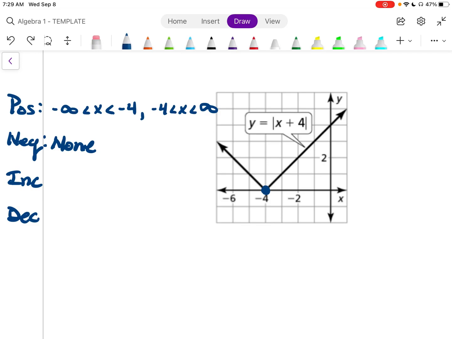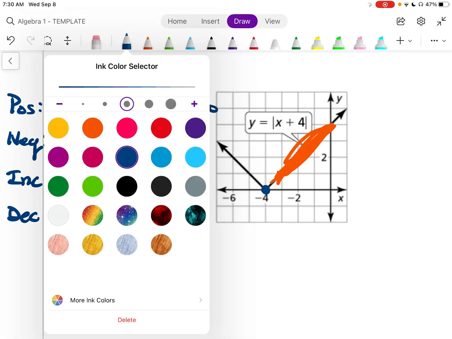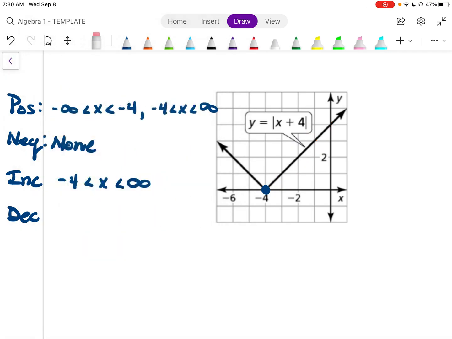Now for increasing and decreasing. Well, over here, it's going uphill, right? The car would be driving uphill there. So that would be from negative 4 less than x less than infinity. Now for decreasing, it's happening right here. So that's going to be negative infinity less than x less than negative 4.